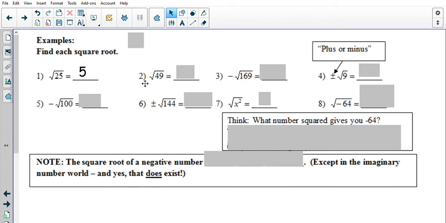For number 2, I've got the square root of 49. What number when I multiply it by itself gets me 49? If you were thinking 7, you're correct. 7 times 7 is 49.